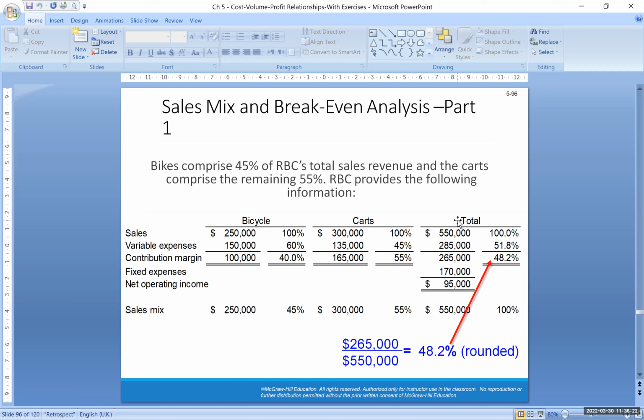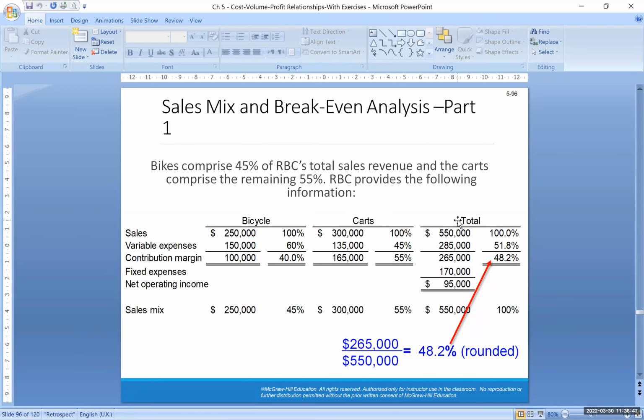I will go back to explain the bicycles. The 250,000 is the total sales. The percentage for the variable expenses is calculated from 150,000 divided by 250,000, which is equal to 60%. Now, the remaining becomes the contribution margin: 100% minus 60% is equal to 40%. And the 40% represents the 100,000 divided by the 250,000, which is the sales.